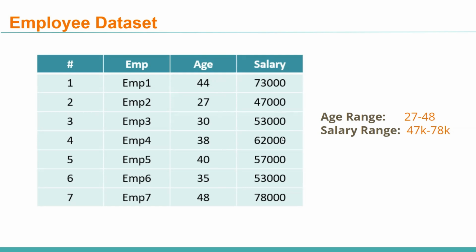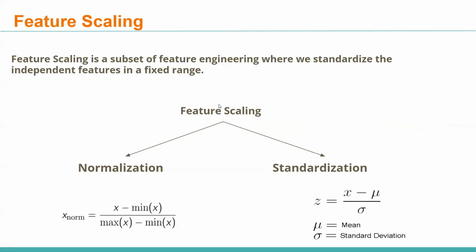So to overcome this, we need to perform scaling because in many machine learning algorithms, particularly distance-based algorithms like k-nearest neighbor or support vector machine, which are sensitive to the scale of the input features. Hence, scaling helps to normalize the data and bring all values to a similar scale. So scaling is basically a subset of feature engineering where we standardize the independent features in a fixed range, which can be done using two techniques, normalization and standardization.